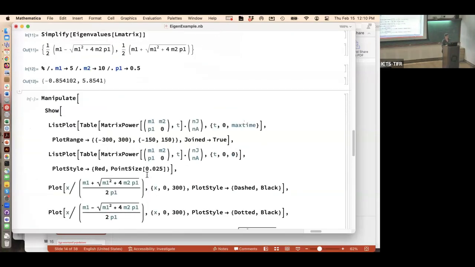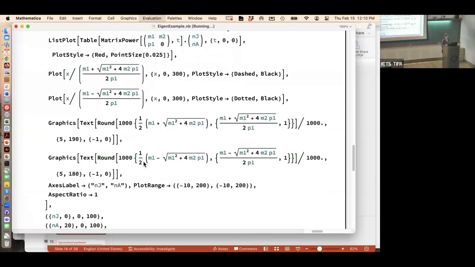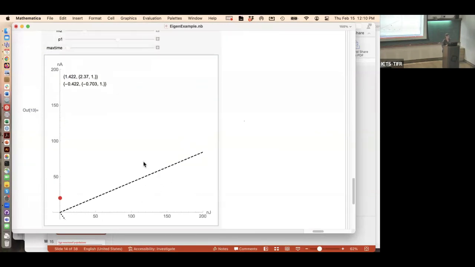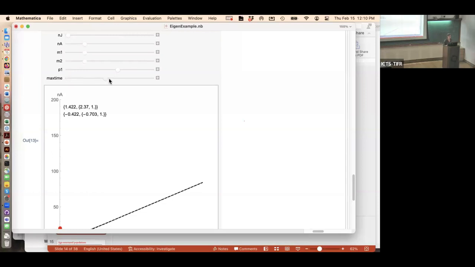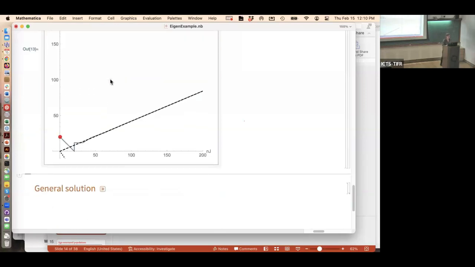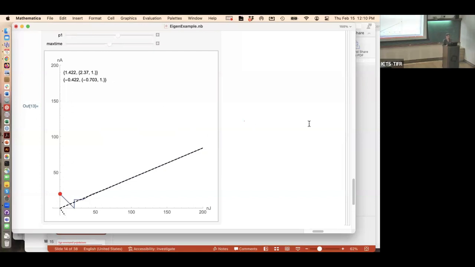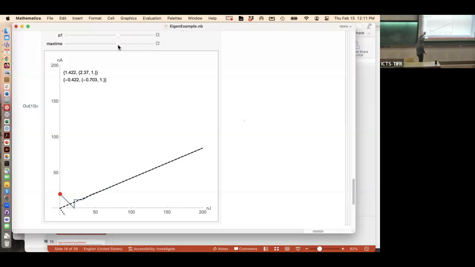All right. Let me redraw the same plot I had above, but now I've added those special directions on. It's a little hard for me to move everything. So here's one special direction. This is the one that's associated with the leading eigenvalue. In this case, for these particular sliders that I chose, there are two eigenvalues, 1.422 and negative 0.422. The largest one in magnitude is 1.422.